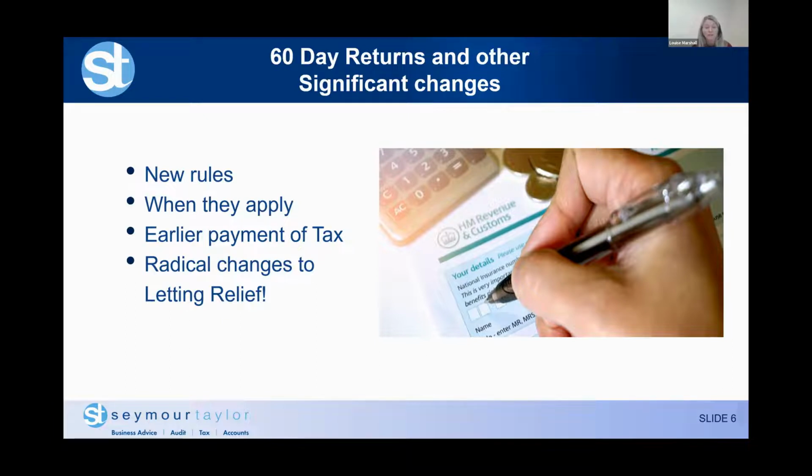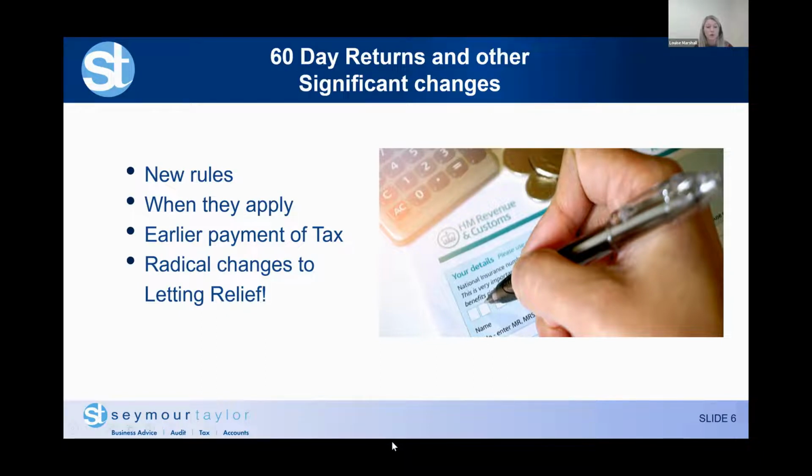Another thing to consider for landlords is that from the 6th of April 2024, Making Tax Digital is coming in. What that means is that landlords are going to have to report their income and expenses and their property figures on a quarterly basis. So it's very different to how it used to be. That's going to happen every quarter.